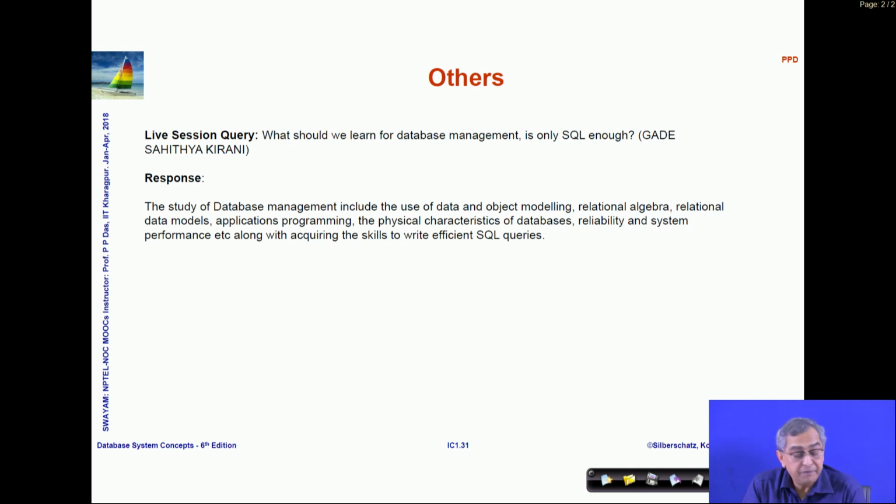Then I have Gade Sahitya Kirani. What should we learn for database management? Is only SQL enough? Certainly not. If only SQL were enough, we would not have spent so much time discussing the design aspects, the physical structure, and the transactions and concurrency. Those are very, very critical, and you must learn all of that.